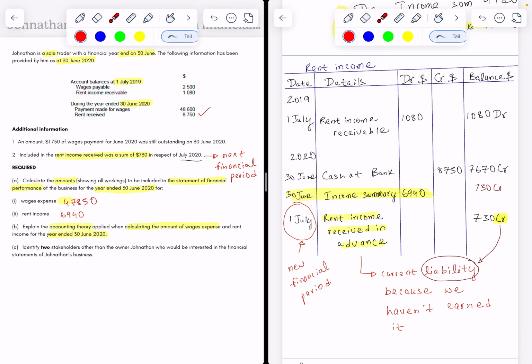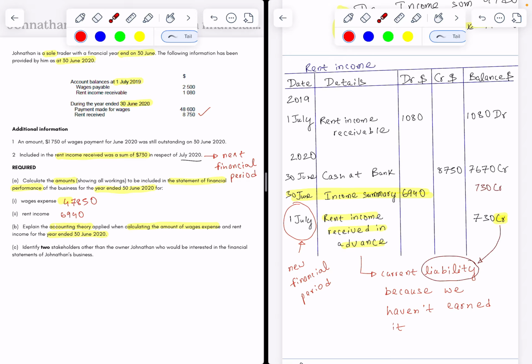Now, we know, based on additional information number 2, included in the rent income received was a sum of $730 in respect of July 2020. So this money of $730 we have received in advance, which is basically going to be earned in the next financial period, which is the next month, July 2020.